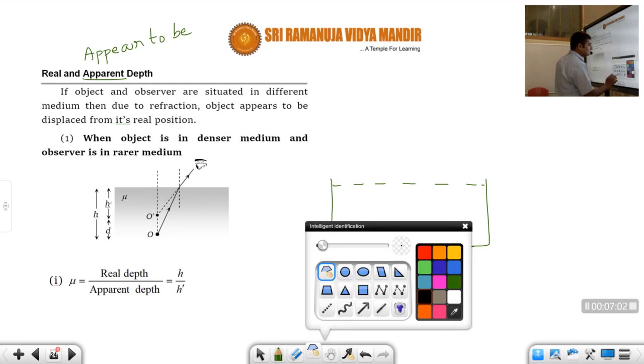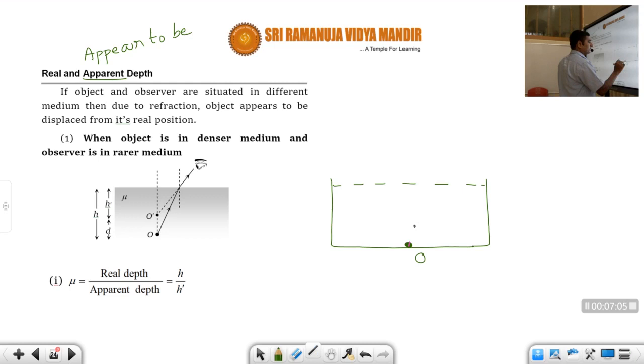So let us draw some incident rays. One incident ray like this. Correct or not students? Let us take one more incident ray at some angle like this. These are the two incident rays.